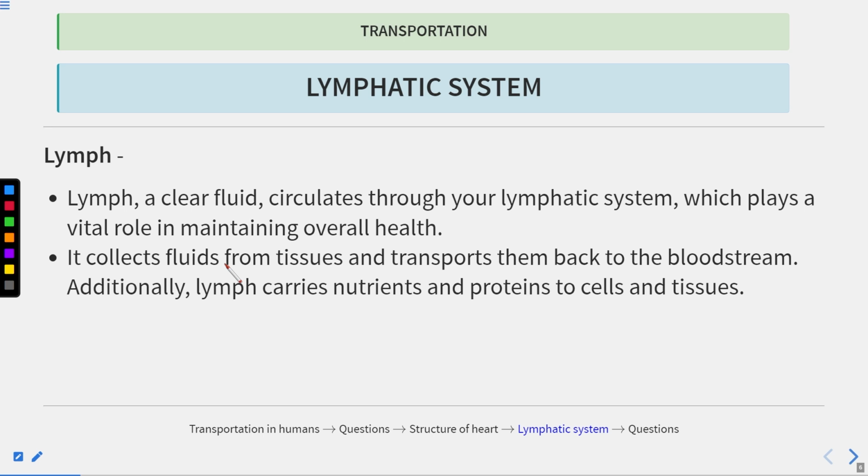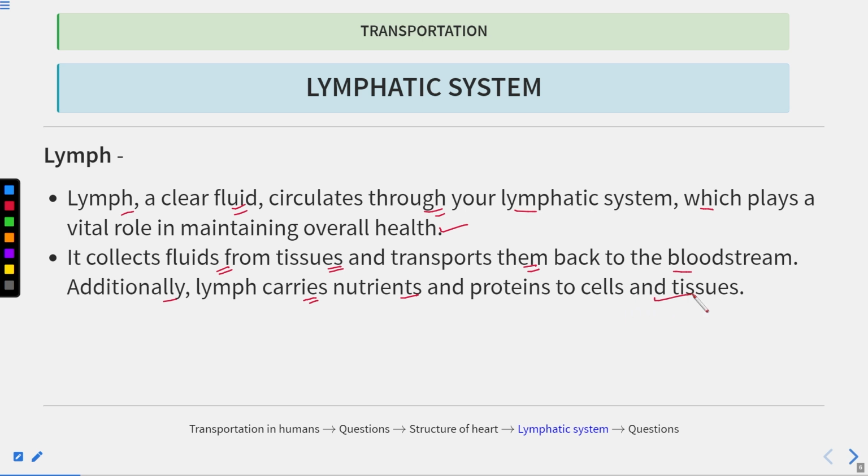Now we'll talk about another component of the circulatory system, which is the lymphatic system. Before understanding the lymphatic system, you should know about the term lymph. Now I'll give you a brief introduction. What is lymph? Lymph is a clear fluid that circulates through your lymphatic system, which plays a vital role in maintaining overall health. It collects the fluid from the tissues and transports it back to the bloodstream. Additionally, lymph carries nutrients and proteins to the cells as well as to the tissues.